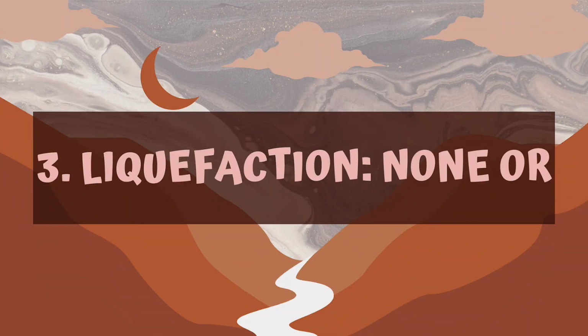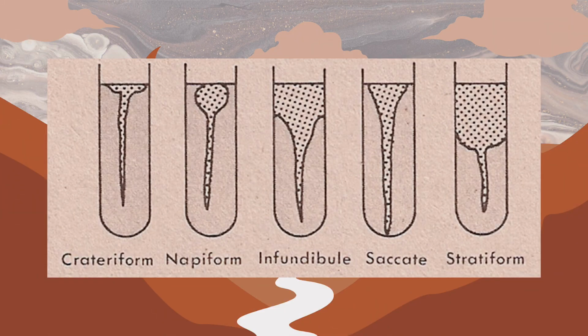The liquefaction of some bacteria occurs when they cause a layer of gelatin to become a liquid. This causes the medium to turn into a liquid. In the process, the bacteria create different patterns in the medium. These patterns are referred to as crateriform, napiform, infundibuliform, saccate, and stratiform.